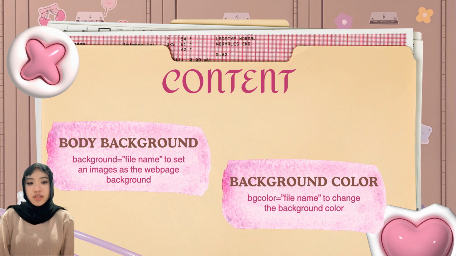The second option is changing the solid background color using the BG color attribute. Just a quick technical note here. Unlike the previous attribute, for BG color, we don't use a file name. Instead, we specify a color name like red or blue. This is perfect if you want a clean minimalist design or if you want to match a specific brand color.